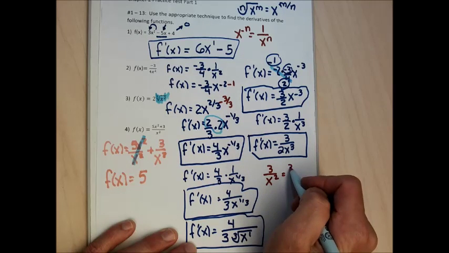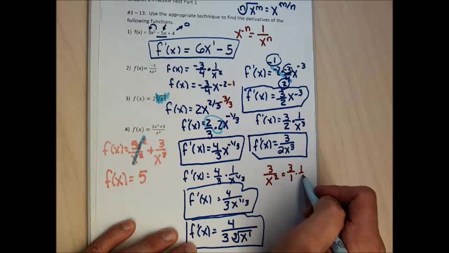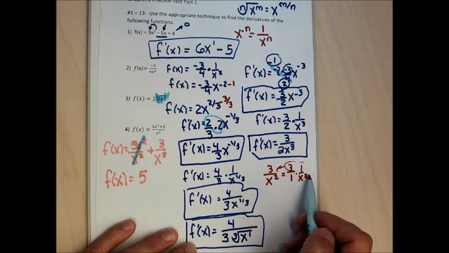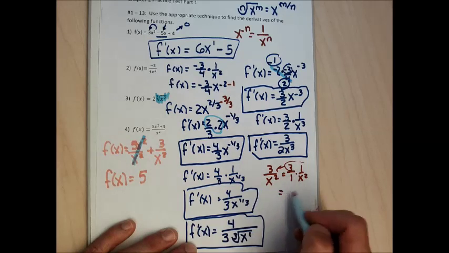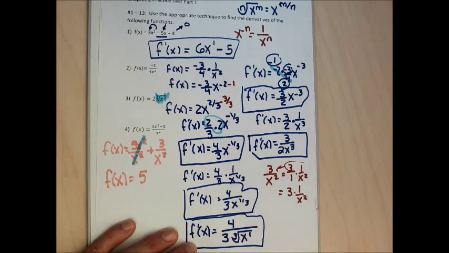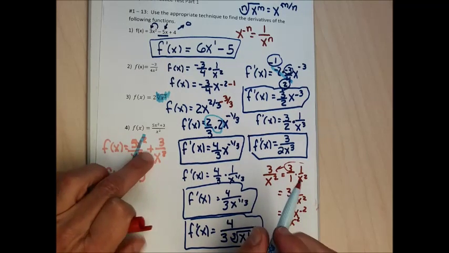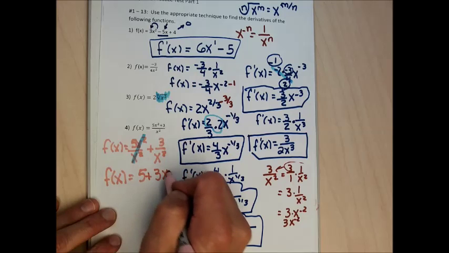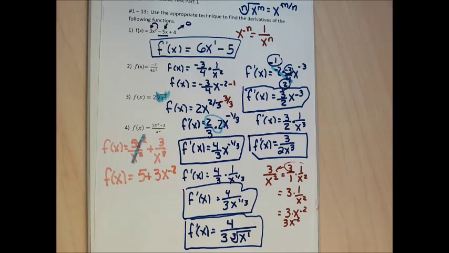I can think of this as 3 over 1 times 1 over x squared, because 3 times 1 in the numerator would give me this 3, and 1 times x squared would give me x squared. And 3 over 1 is 3, and 1 over x squared is going to be x to the negative 2. So this is going to be 3 times x to the negative 2 power, or 3x to the negative 2. So this second piece, the 3 over x squared, I'm going to rewrite as 3x to the negative 2 power. Now I've rewritten the problem enough so I can take the derivative.